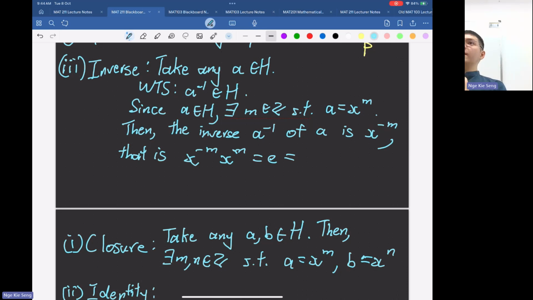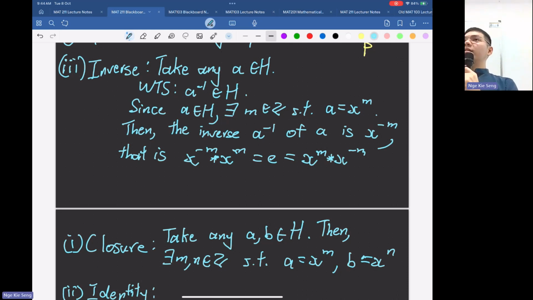Also, you need to check two things. Some of you in your assignment just checked one thing. So tonight we will discuss your assignment. x to the minus m times x to the m equals identity, and the other is x to the m times x to the minus m is identity. Is it identity or not? Identity, right?